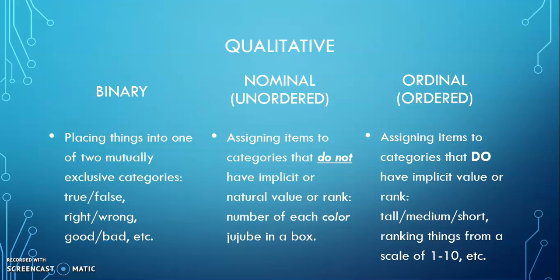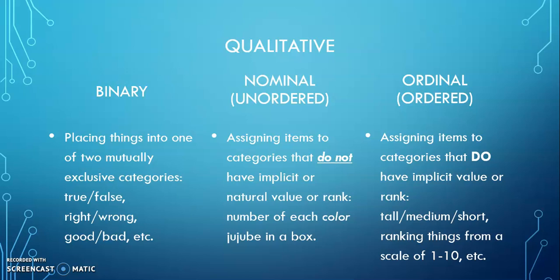Nominal qualitative data is data that is unordered. So let's say you're trying to assign something to a particular category, but that category doesn't have any inherent value or any type of rank associated with it, right? So if you're trying to count the number of each color jujube, like, okay, there's 5 purple, there's 10 green, there's 3 red, and there's 7 yellow, right? There's no rank for those colors. They're just colors. So that's nominal. You're giving it a name, but there's no inherent rank or value.